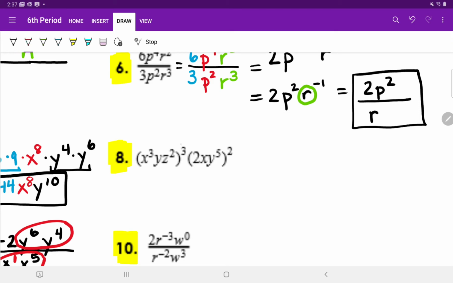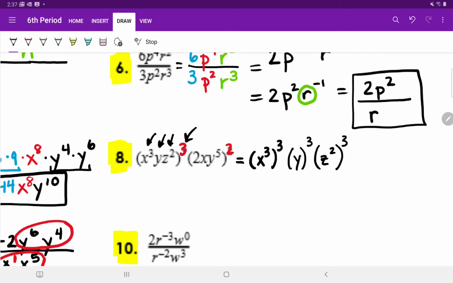So first we're going to start with these exponents on the outside of the parentheses. They need to distribute in to each base on the inside. So I'll take this 3 exponent and I'll distribute it to the x cubed, to the y, and to the z squared. So here's the y, and here's the z squared.